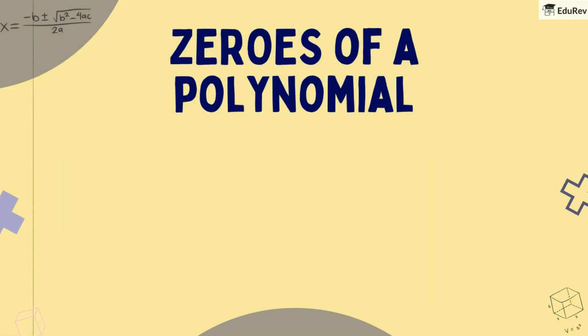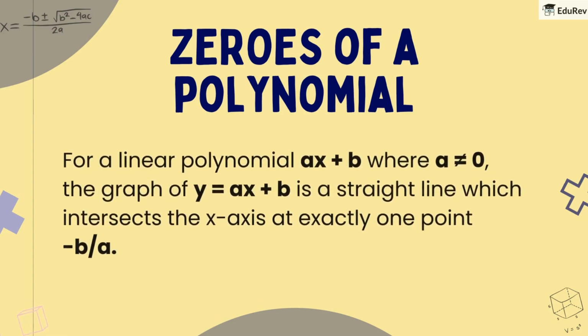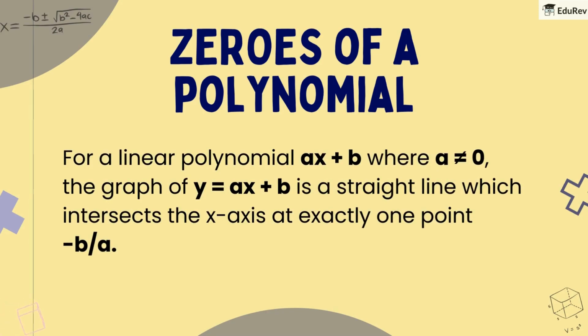For instance, a linear polynomial's graph is a straight line intersecting the x-axis at one point. For a linear polynomial ax + b where a is not equal to 0, the graph of y equals ax + b is a straight line which intersects the x-axis at exactly one point, minus b upon a.